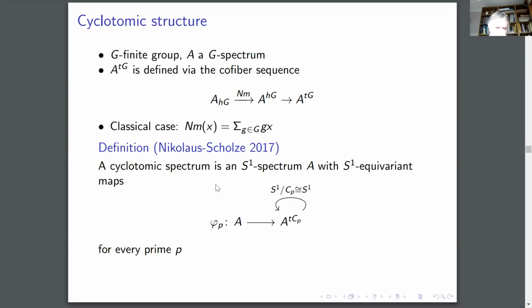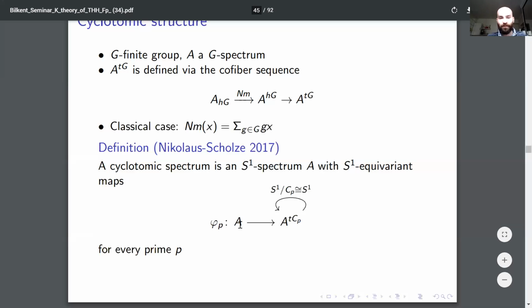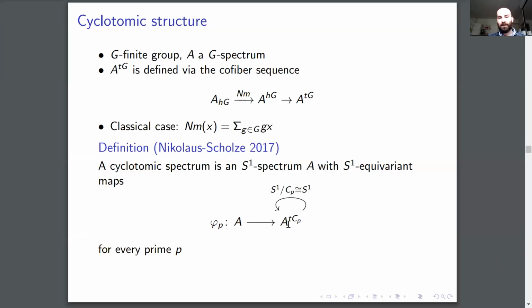And so in this setting, a cyclotomic spectrum is an S1 spectrum with an S1 equivariant map from itself to its Tate construction. Now, the Tate construction has an S1 over CP action, but S1 over CP is also S1. So that's where this S1 action on the right-hand side comes from. So it's just an S1 spectrum with maps for each prime. That's where it is, at least since Nikolaus Scholze.